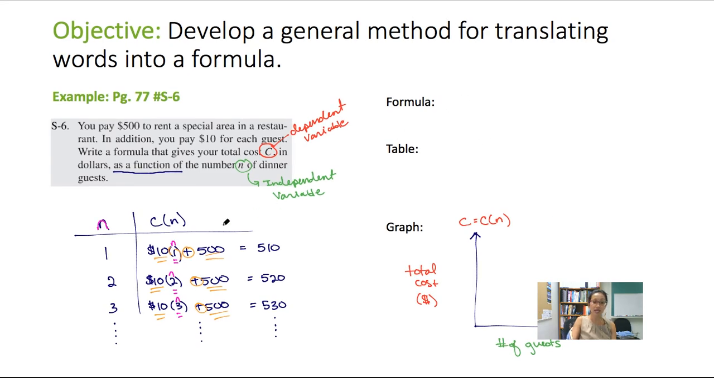So I see that to calculate c of n, right, or that's the same thing as saying c, so to calculate the total cost, c, I have to take $10 and multiply it by n, which is the number of guests, and then add my cost of $500 for the venue, and that gives me the total cost. So notice that this pattern helps us come up with the formula.